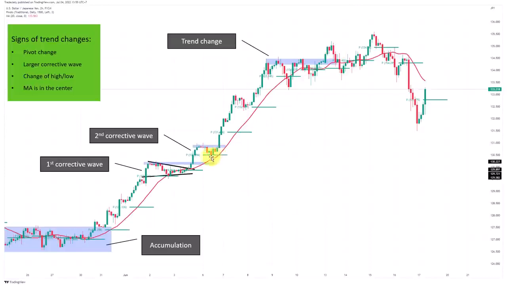This was the second corrective phase. The market retested the pivot. It didn't break the moving average at all. We had the breakout here and then the market moved into the next impulsive phase.